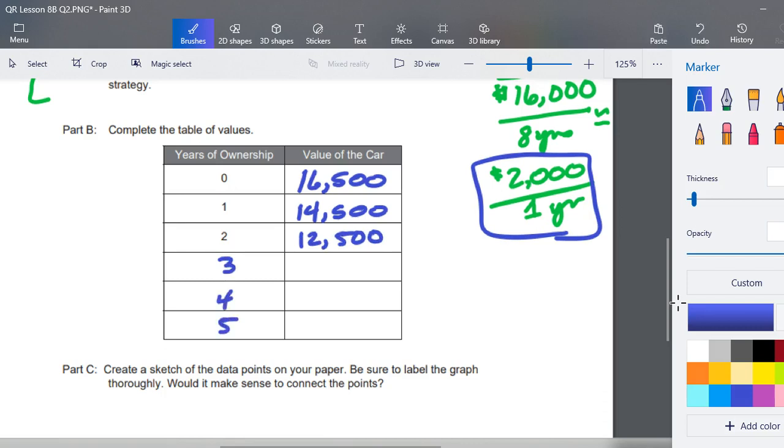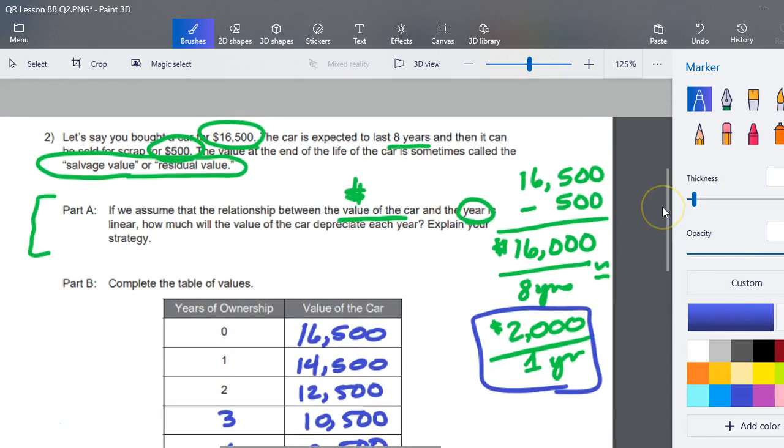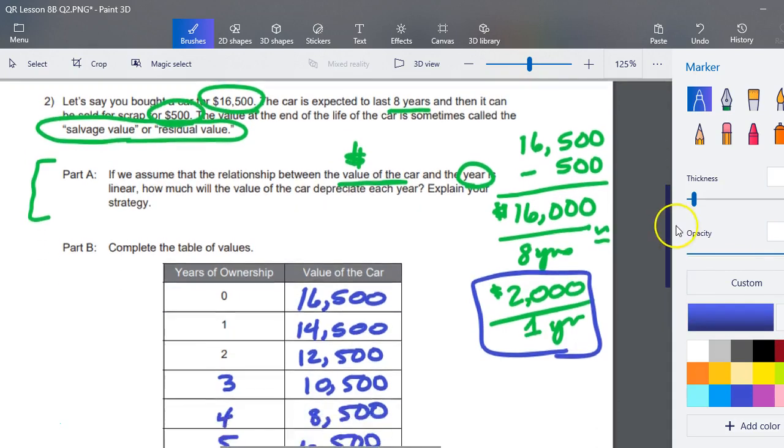And it says complete the table of values. So let's go ahead and do what we have here. And then we're at $10,500, $8,500, and $6,500. And the final number was $500. Let me double check. Right, the salvage value was $500.